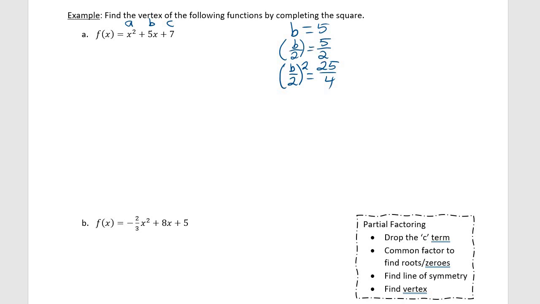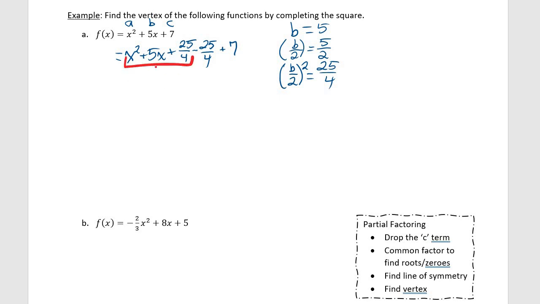So continuing on, we have f of x is equal to x squared plus 5x, plus our b over 2 squared term, plus 25 over 4. We can't change the equation, so we have to also subtract 25 over 4, and then we have our plus 7 left over. So this is our classic math trick. We're going to add and subtract the same thing. We didn't change the equation, we've just added 0 in a really fancy way.